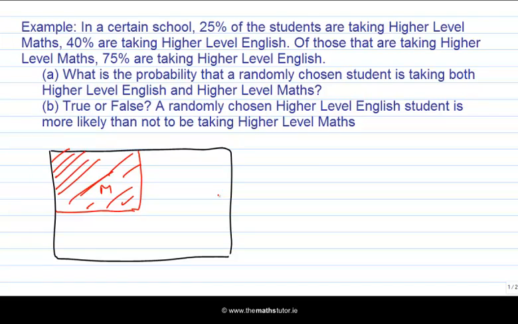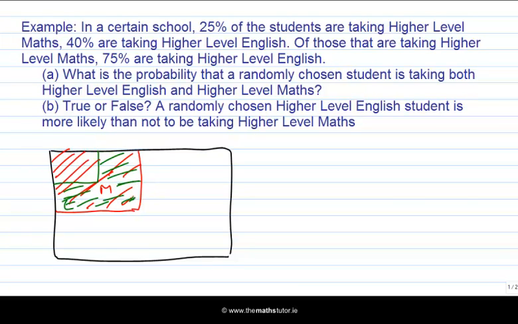And then we're also told about the higher level English, and that of the ones taking higher level maths, 75% of them are taking higher level English. I'll go to that piece of information first. Of these red students in here, 3/4 of them are taking higher level English. So maybe I'll use green to denote the higher level English ones. I want 3/4 of this red area to be higher level English, so I'll put that in green as well. E means higher level English, so 3/4 of the red area is shaded green.